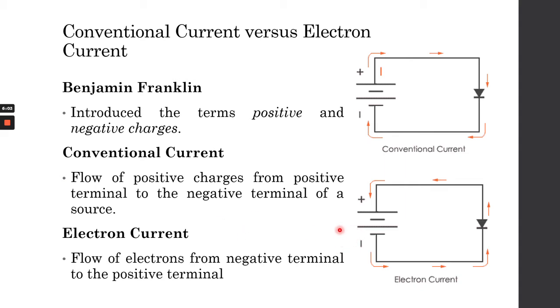So in the end, they're basically the same. The only difference is the direction and which particle is moving. Conventional current is the positive charges moving from positive to negative, while electron current is basically the electrons moving from negative to positive.